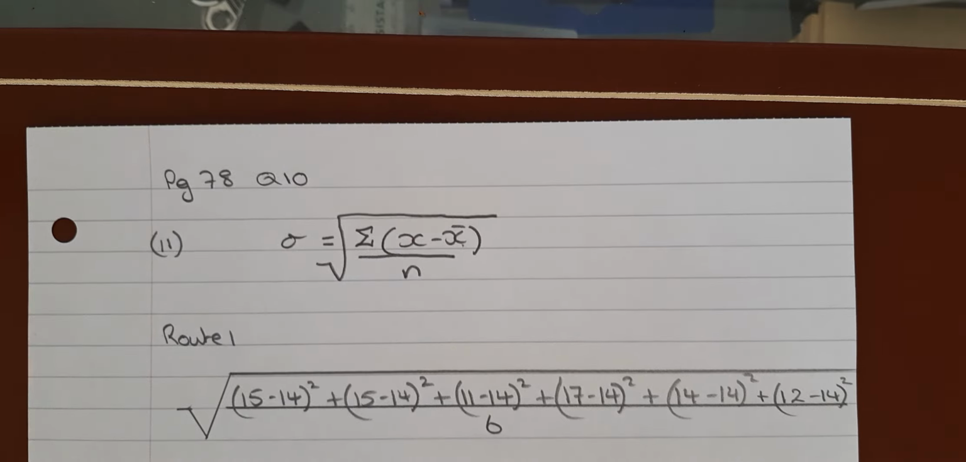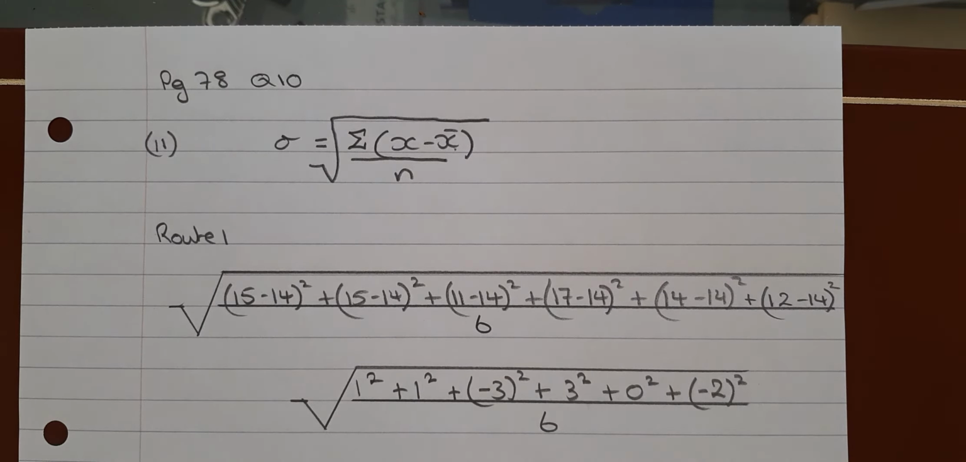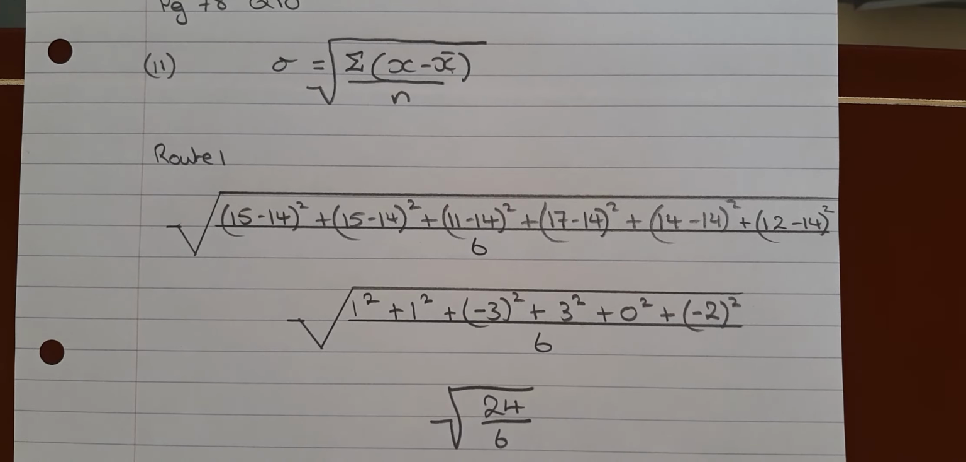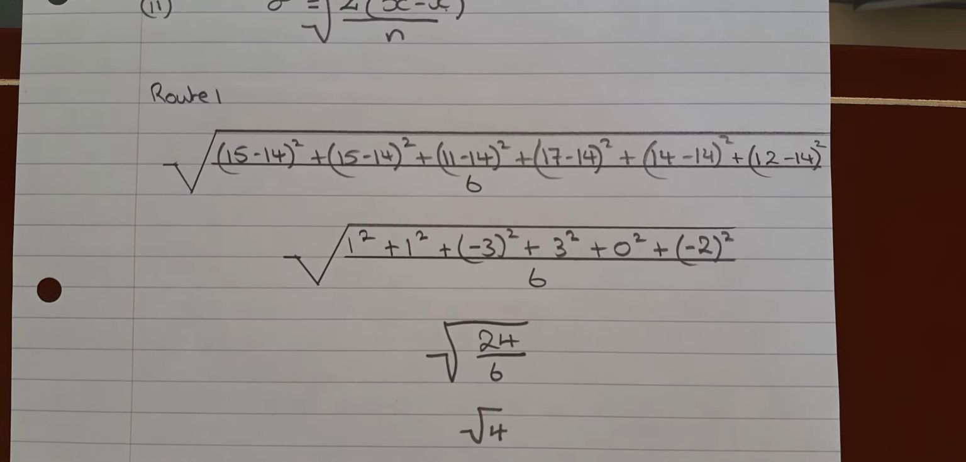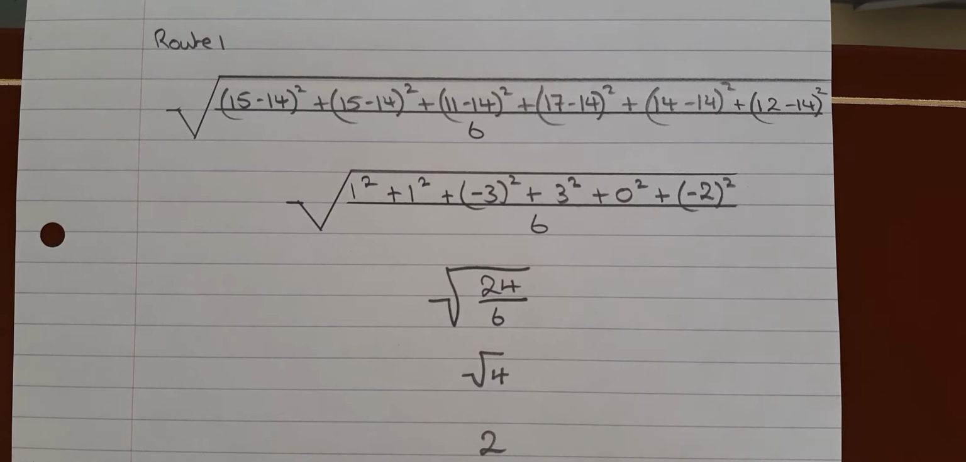Simplifying it down, we get 1 squared plus 1 squared plus minus 3 squared plus 3 squared plus 0 squared plus minus 2 squared. Simplifying that down again, we get the square root of 24 over 6, which gives us the square root of 4. So the standard deviation for the first root is 2.